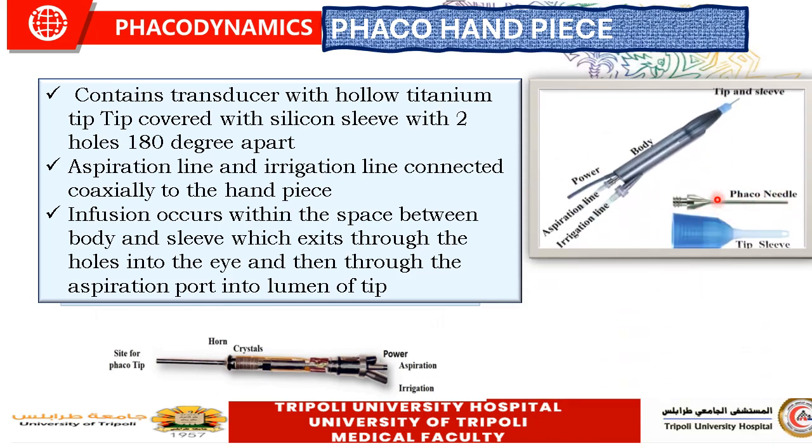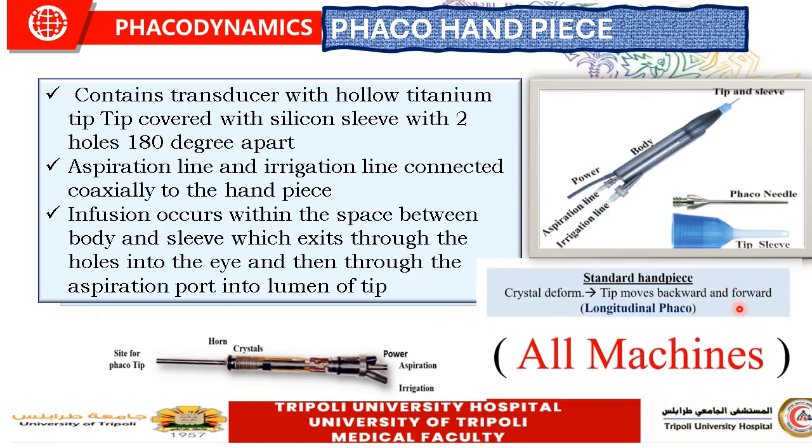This is the Phaco needle, as you can see, and this is the silicone sleeve, which is covering the Phaco needle from the anterior part. This is the main part or the body of the Phaco handpiece, connected by the power line that connects the electricity, and the aspiration line and the irrigation line.